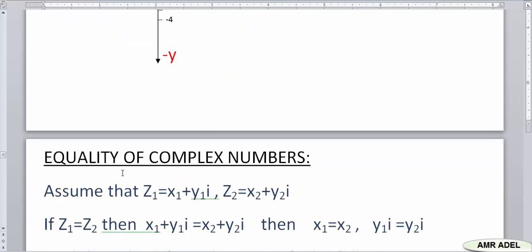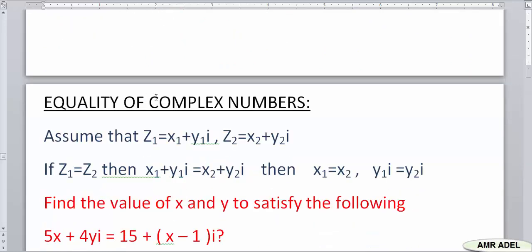Look here, this part is the equality of complex numbers. What does that mean? For example, you have two complex numbers. Each complex number has a real part and an imaginary part. For example, if z1 equals z2, then directly each real part will be equal, and each imaginary part will also be equal: y1 equals y2.